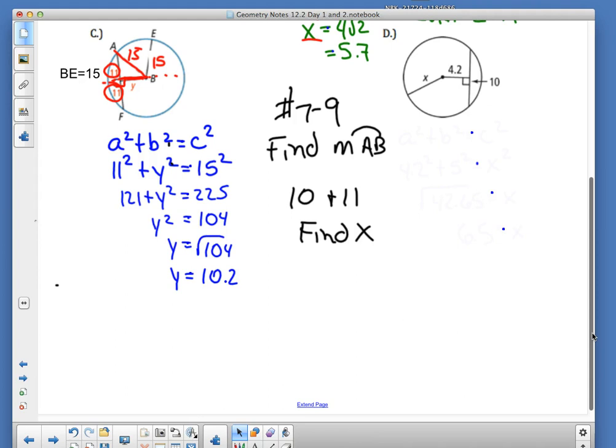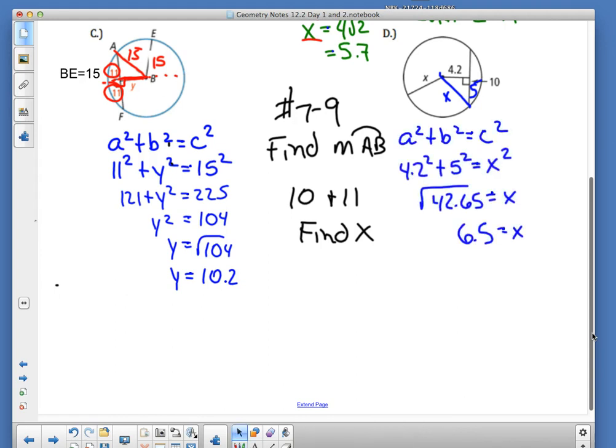Now, in D, you should have recognized, hopefully, that this was X, this was 5, and you're off to the races. Are there any questions about that? One of the hardest questions I can put on a test when I don't have it connected, because people during a testing situation won't recognize that that radius is consistent all the way across. Make sure you're careful about that, because now it's just applying properties.